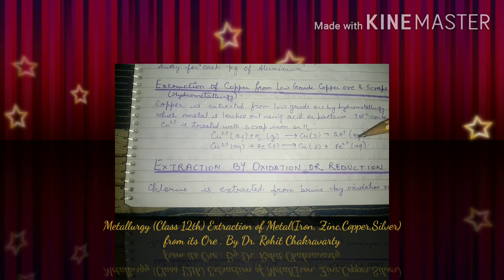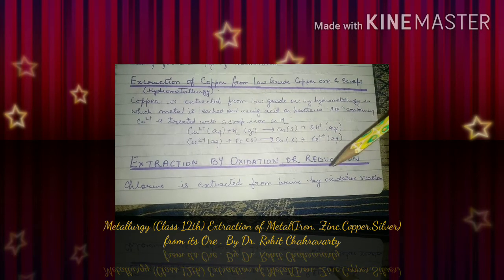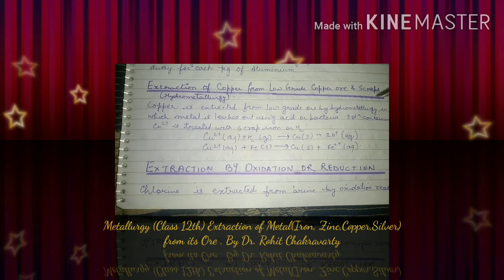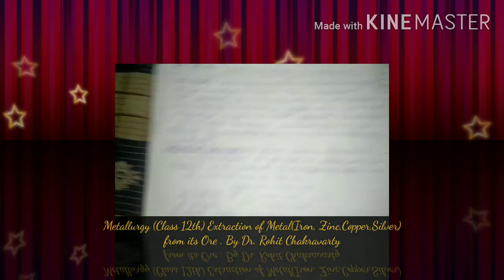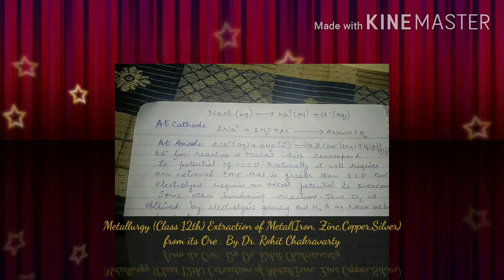So, extraction by oxidation or reduction. Chlorine is extracted from brine by oxidation reactions. What is brine? Brine is your NaCl solution. So through this we can obtain chlorine. Now we can look at the process, the reaction that happens. So this is the reaction scheme.